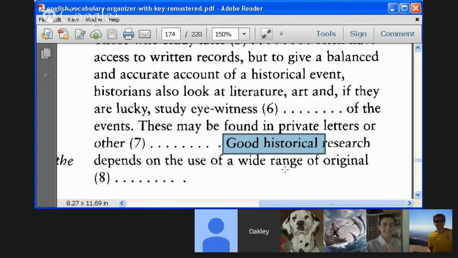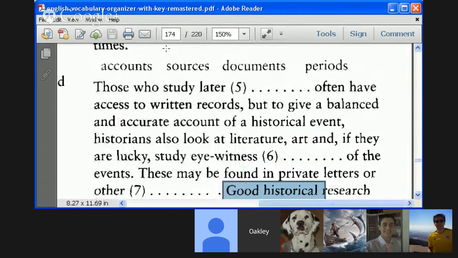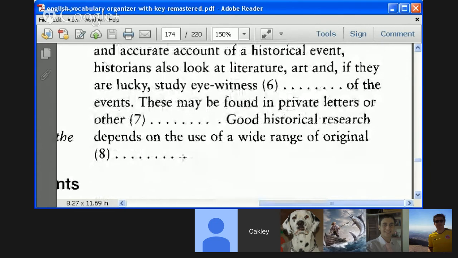Okay. So good historical research depends on the use of a wide range of original sources. There you go. Oh, maybe it's the other way. Original documents. Yeah, that's what I thought. You're right. I'm wrong. Actually, those two could be either way. Okay. Grammatically and contextually, it makes sense either way.